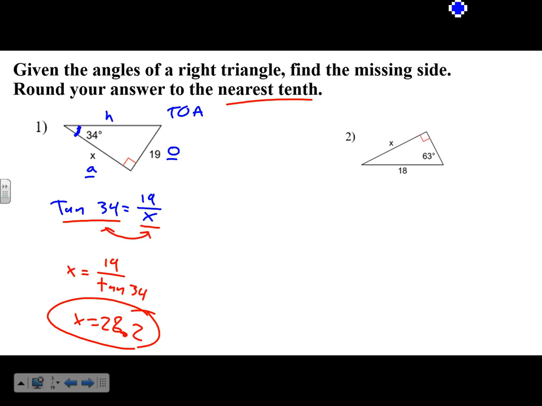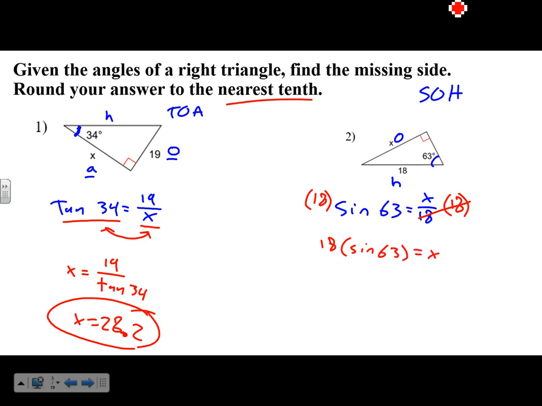For this one, they give us this angle, so we have the opposite and the hypotenuse. So that's TOA, which means we're using sine of that angle is equal to the opposite over the hypotenuse. To solve this one, since our x is in the numerator, we multiply both sides by the denominator. So that cancels. 18 times the sine of 63 is equal to x. Just type that in your calculator, 18 times the sine of 63. Again, make sure your calculator is in degree mode for this. And that ends up being 16.0.